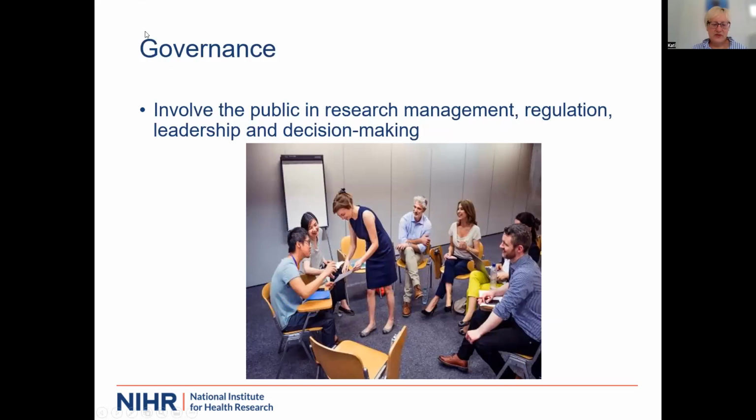And the final standard is governance. So this is about the public truly being involved in decisions about the governance of research. So making sure that the research is managed properly, that it's doing what it said it would do, that it's ethical, that it's well regulated. Often this part sort of gets a bit lost with PPI, but it's very important.